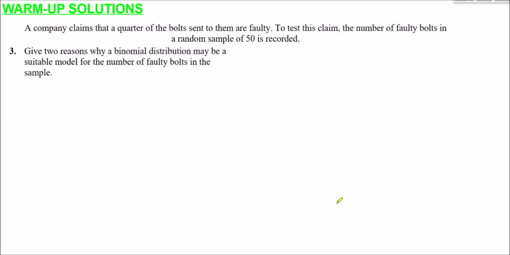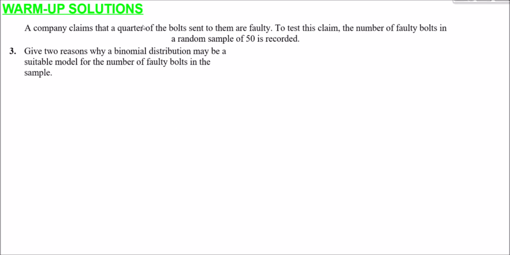For question 3, we've got a company claiming that a quarter of the bolts sent to them are faulty. To test this claim, the number of faulty bolts in a random sample of 50 is recorded. For question 3, we need to give two possible reasons why a binomial distribution might be a suitable model for the number of daily faulty bolts in this sample.